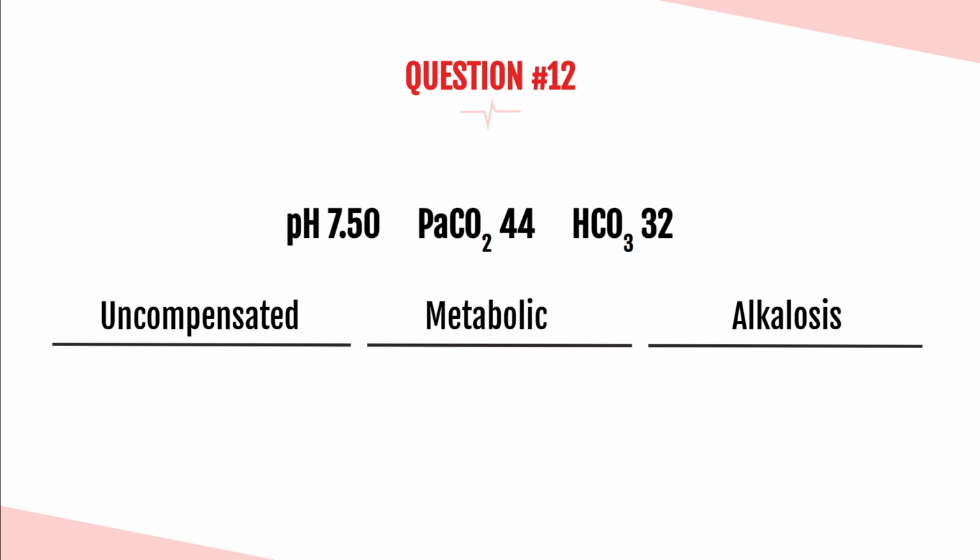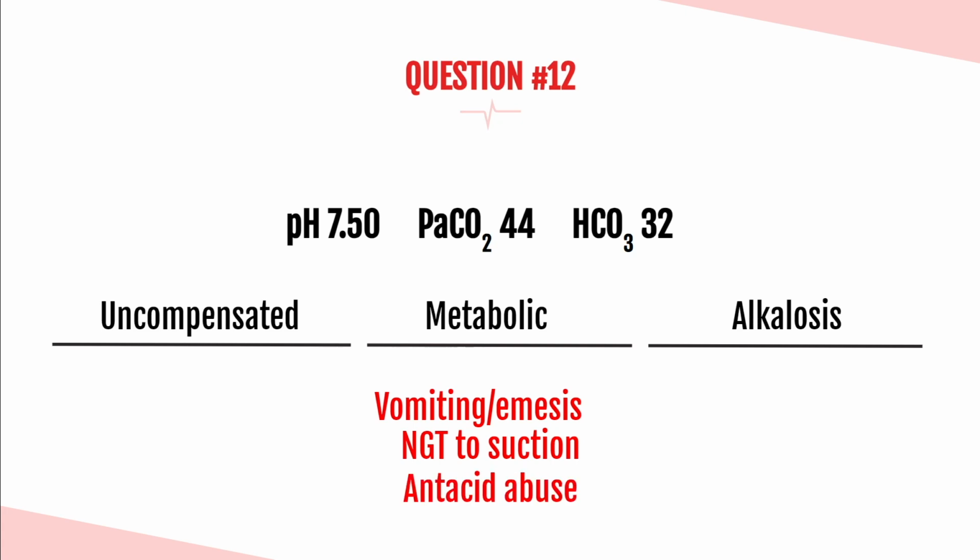And where would we see metabolic alkalosis? If there is too much acid being removed, or if there is an excess of bicarb. So if you see a patient that is vomiting excessively, they are getting rid of acid and chloride. If someone perhaps has an NG tube to suction, that is getting rid of extra acid, or even with antacid abuse.